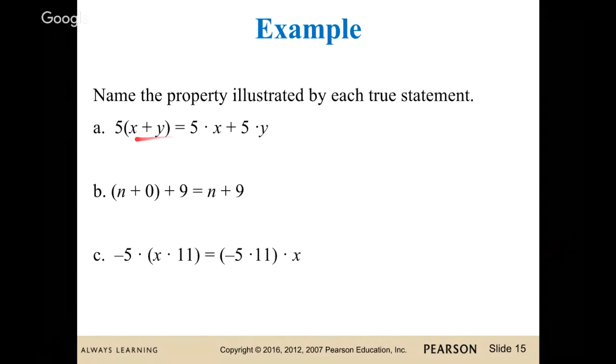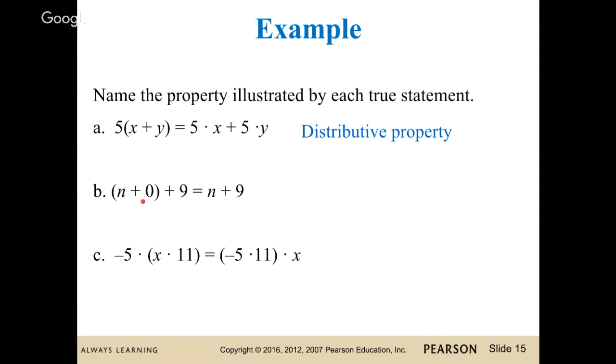All right, so what property is illustrated here? You have the original 5 parentheses x plus y, and it turns out to be a 5x plus 5y. All right, what are you doing here? What does this look like? Well, you're distributing this 5 through, right?